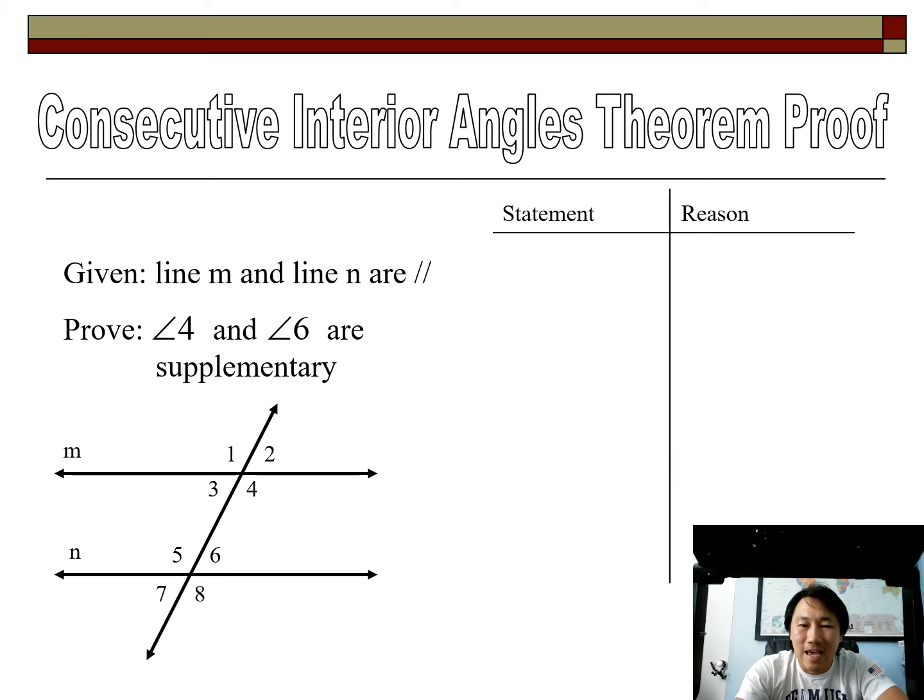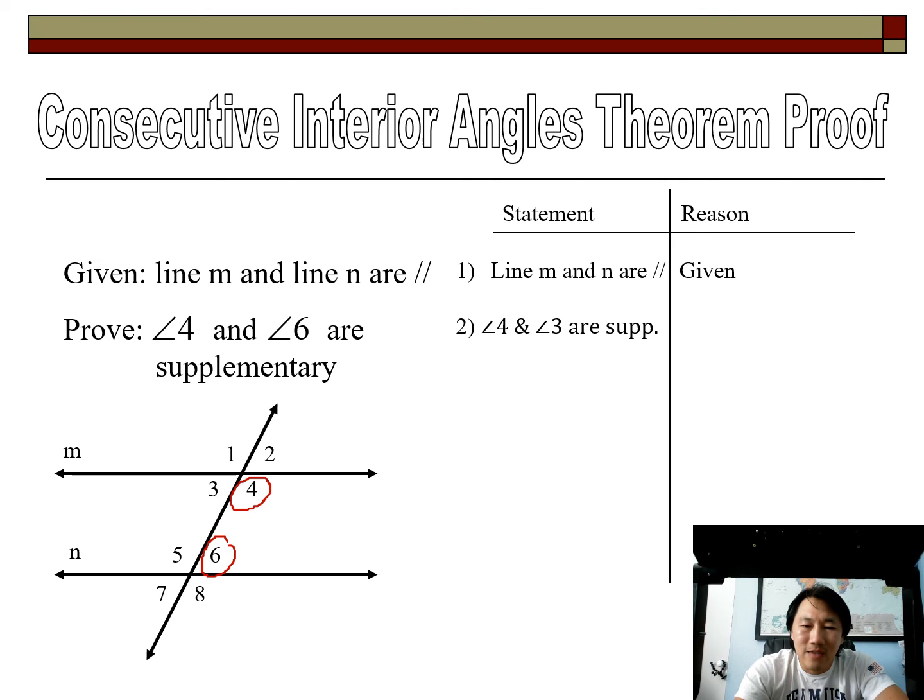Here is the last one for the day. We are trying to show that angle 4 and angle 6 are supplementary. Remember, supplementary means they add up to 180. Let's see how I'm going to do that. Again, we always start off with the given. The lines M and N are parallel. The reason is it is given. Now that they're parallel, we can use all the other rules except for the consecutive interior angles rule.